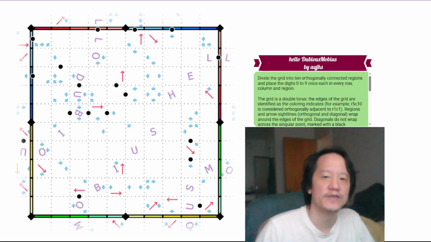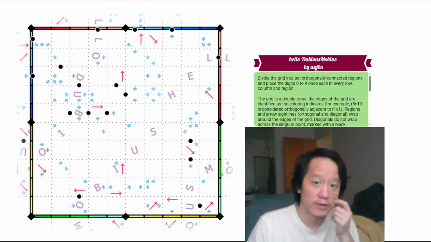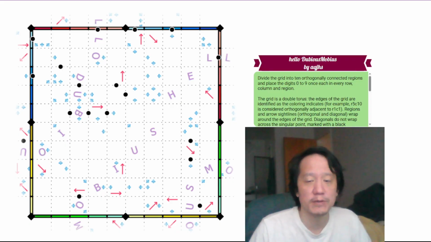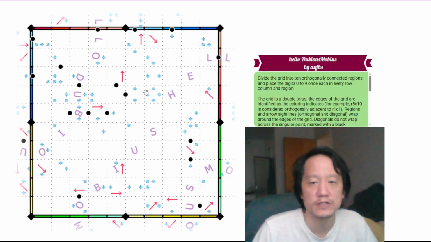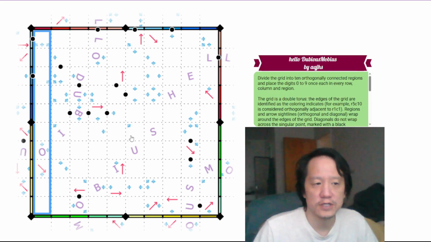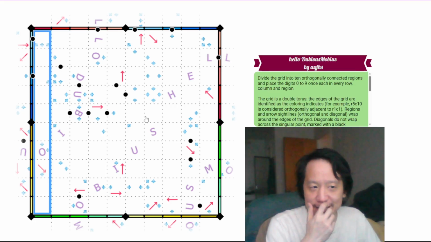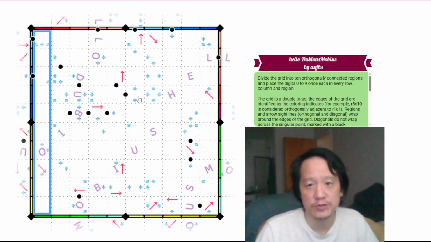We need to divide the grid into 10 orthogonally connected regions and place the digits 0 to 9 once each in every row, column, and region. So this is essentially a 10 by 10 Sudoku with the digits 0 through 9.